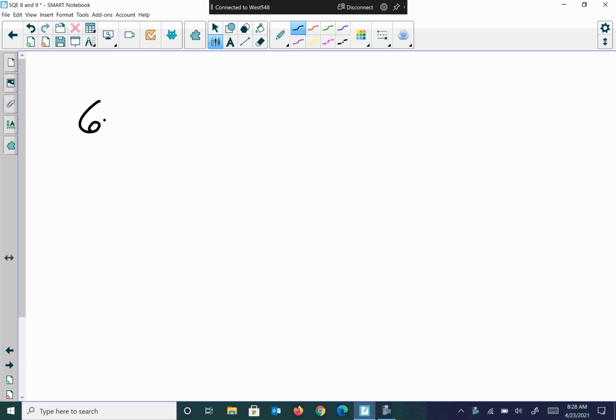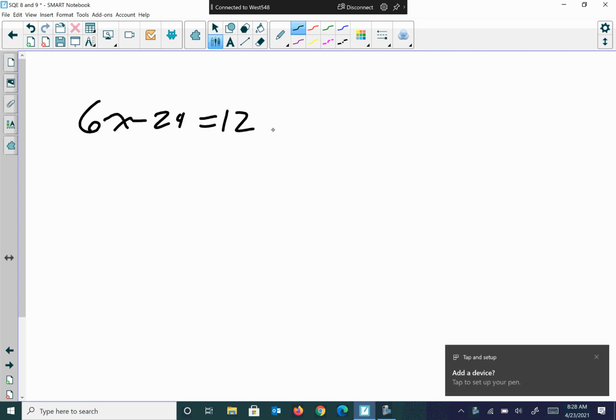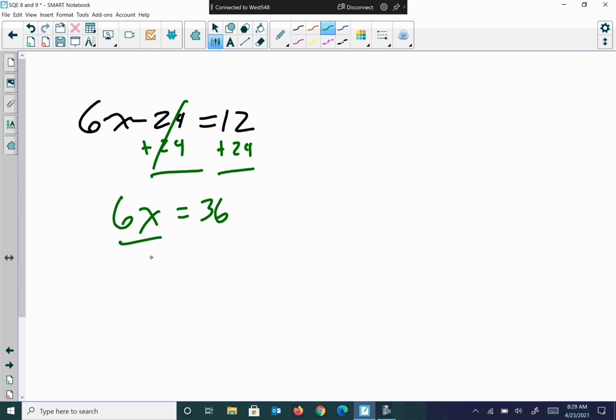So problem number 1, is that showing up on the board behind me? Good. All right, this one's not squared. Agreed? So this is not squared, right? So we can just solve this just like normal. So those cancel. So 6x is equal to 36. So that's a nice, simple one, yes?